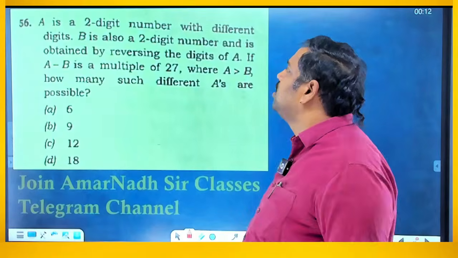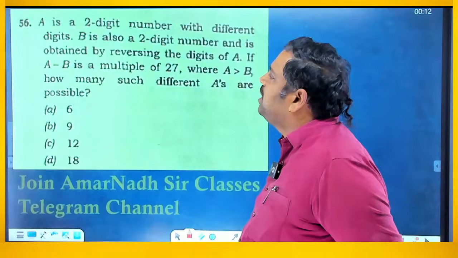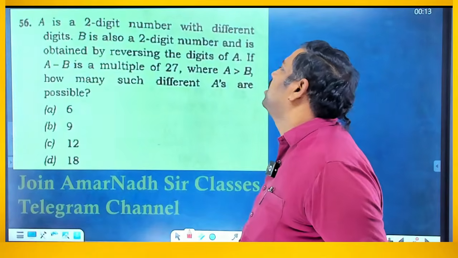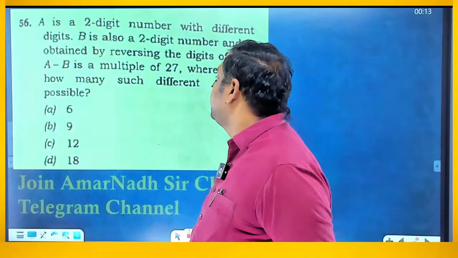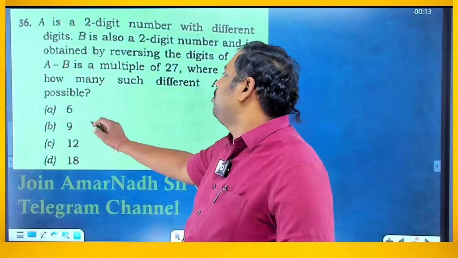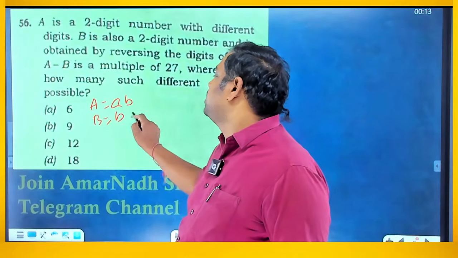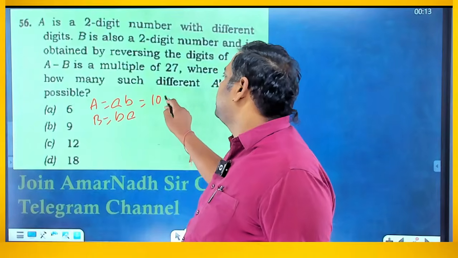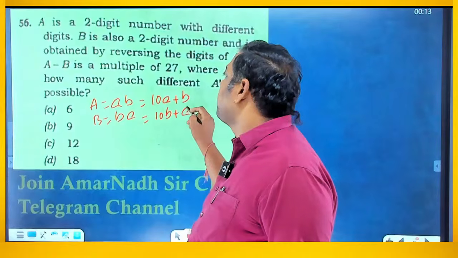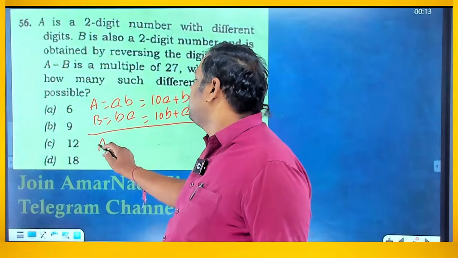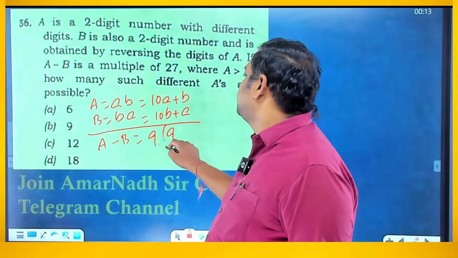A is a 2-digit number with different digits. B is also a 2-digit number and is obtained by reversing the digits of A. If A minus B is a multiple of 27, where A is greater than B. Normally A is a 2-digit number means AB. B is another 2-digit number, by reversing means BA. Its tens place means 10A, its units place means B. Its 10B plus A. A minus B he said. A minus B means 10A minus A, 9A, B minus 9B.